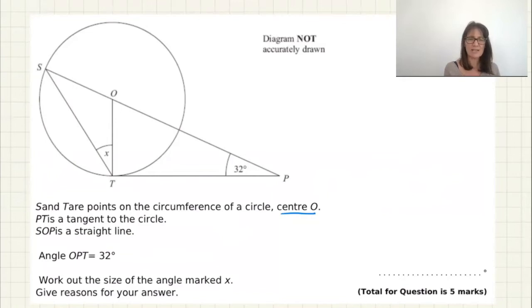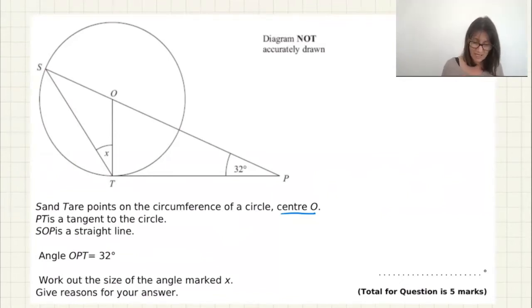It says work out the size of the angle marked X, but it does also say give reasons for your answer. So we want to be doing that as we go. This is a 5-mark question, and if our reasoning isn't there, we are losing easily half of them, if not 3 out of the 5. So really important that we do it as we go, I think.